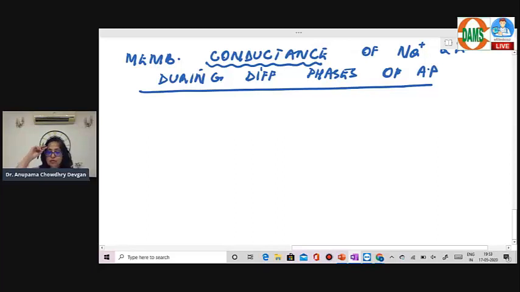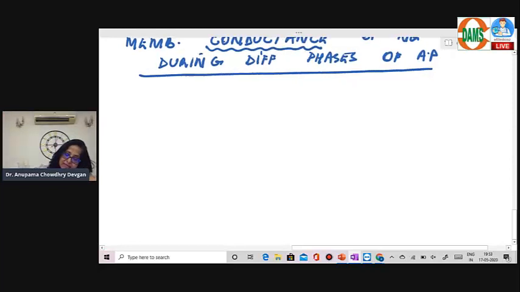Membrane conductance of sodium and potassium during different phases of the action potential. Now, please understand what I am discussing here is conductance. Conductance means how many ions are passing through the cell membrane at a given point of time.